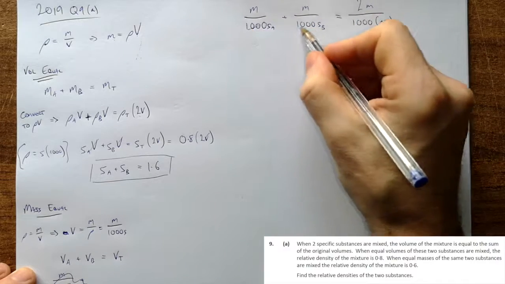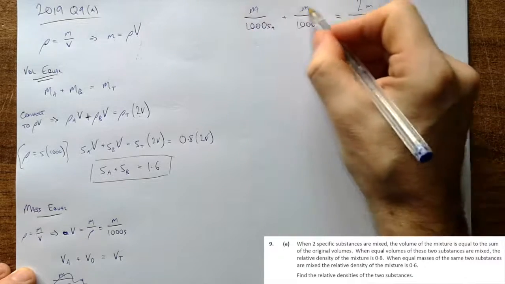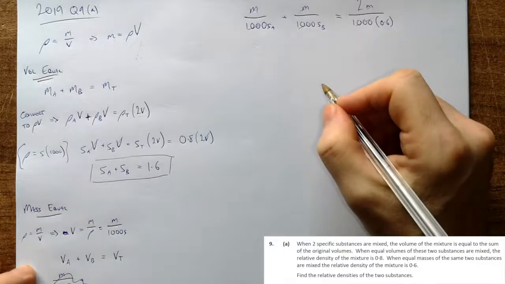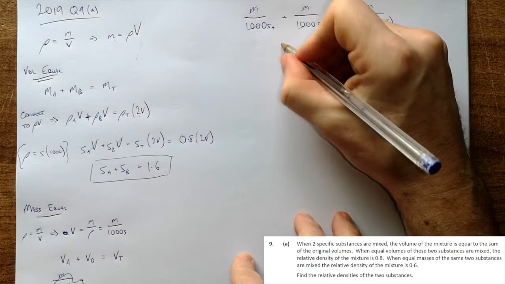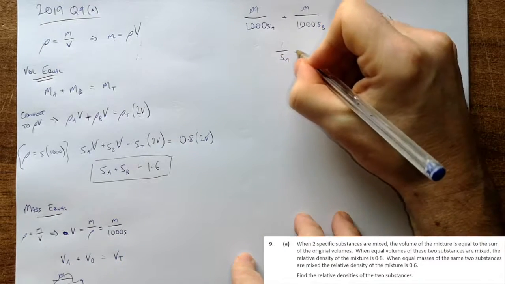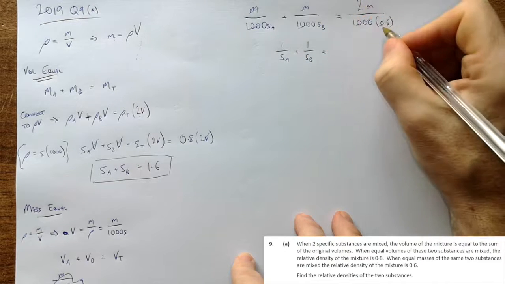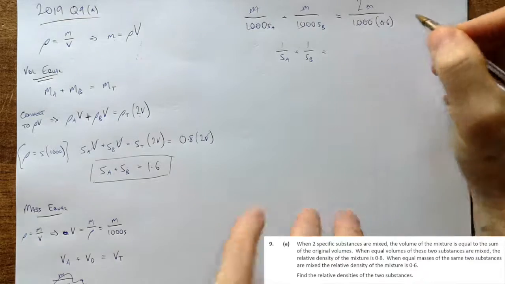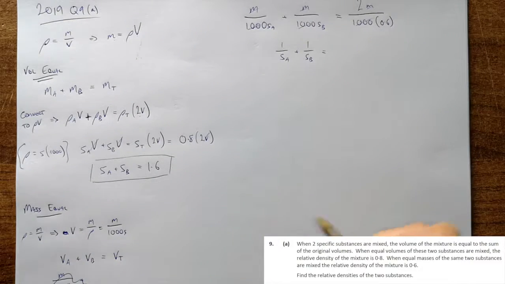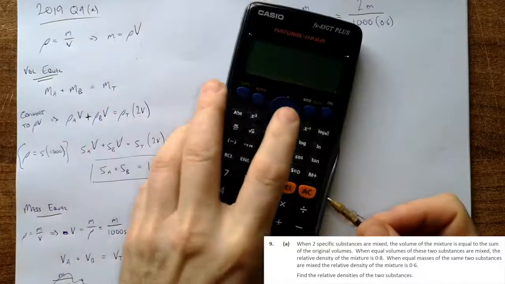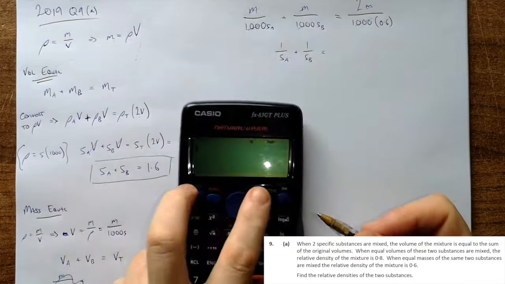Okay, lose our thousands, lose our M's. Let's do a bit of tidying because that's two cancellations. So I get 1 over S_A plus 1 over S_B equals 2 over 0.6. Now, I'd sort this out at this stage and just throw it in your calculator. See if we can see our calculator there. There we go.